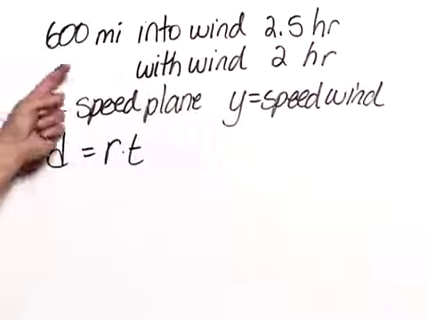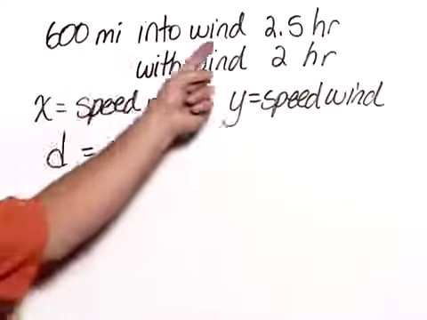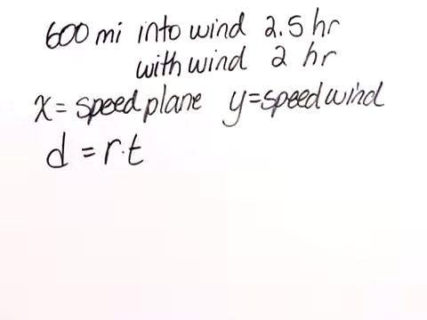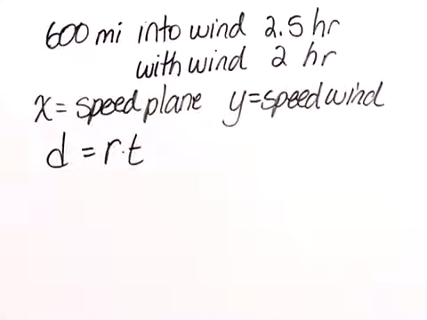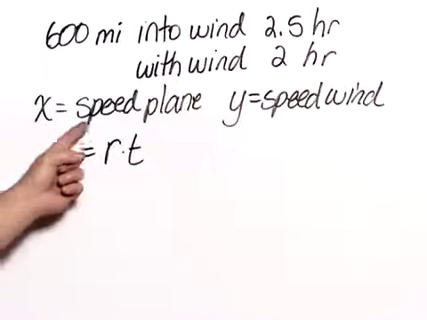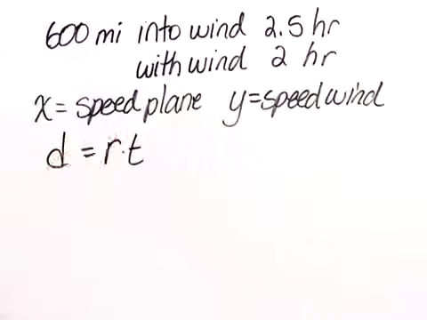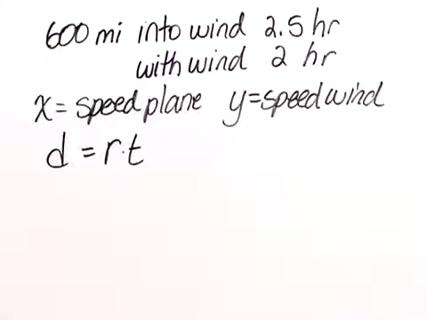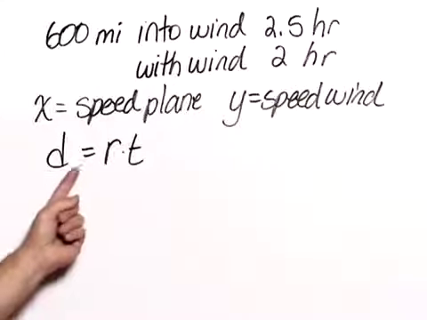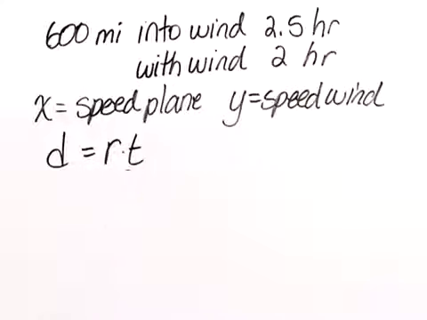So, we have the important information: 600 miles into the wind in 2.5 hours, and then the return trip, which is with the wind, only takes 2 hours. I've let x equal the speed of the plane when there's no wind, and y equals the speed of the wind. For this particular example, we use distance equals rate times time.